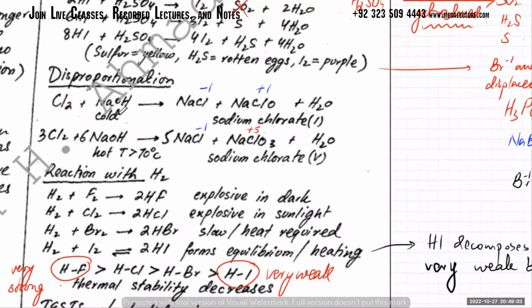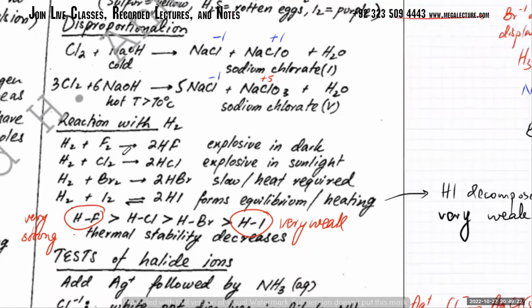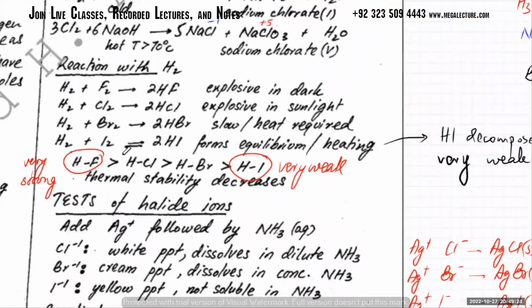With cold NaOH, chlorine dissolved in cold NaOH, it forms NaCl, NaClO plus H2O. Chlorine dissolved with hot NaOH, that's NaCl, NaClO3, and H2O. So you just have to remember this reaction. What happens with cold NaOH? What happens with hot NaOH? So then we did talk about the reactivity.